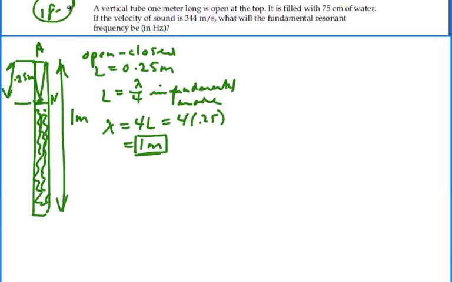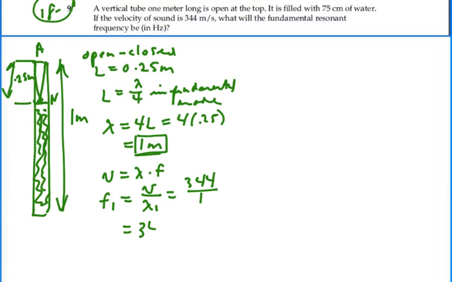And if we were to find the frequency, we know that the velocity of sound is equal to the wavelength times the frequency. So our frequency of the fundamental is equal to the velocity of sound divided by the wavelength. And that is going to be 344 meters per second divided by 1 meter, or 344 hertz.